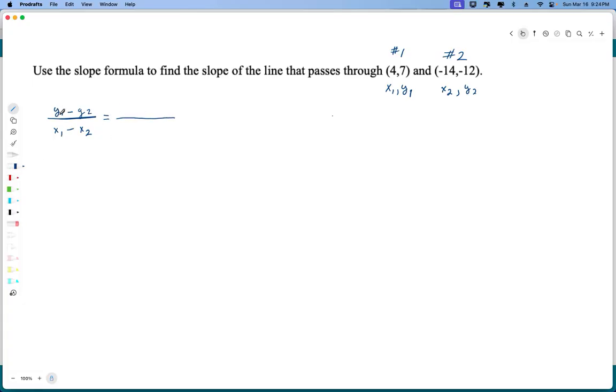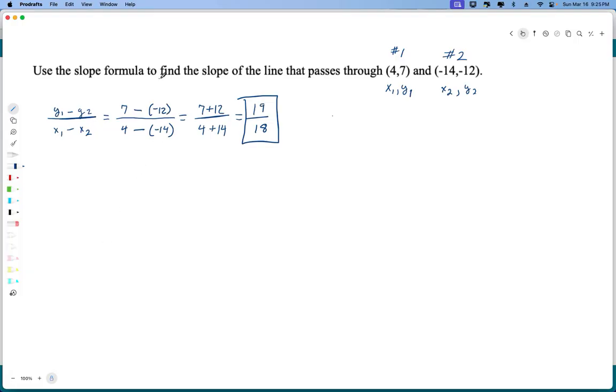So when I do this, my y1 is 7 and my x1 is 4. We subtract. My y2 is a negative 12 and my x2 is a negative 14. So I fix that. A negative negative is a positive. So it's going to be 7 plus 12 over 4 plus 14. So that's going to be 19 over 18. And we can't reduce this. We could make it a mixed number, but algebra hates mixed numbers. So we leave it just like that. And that is our slope for that problem.